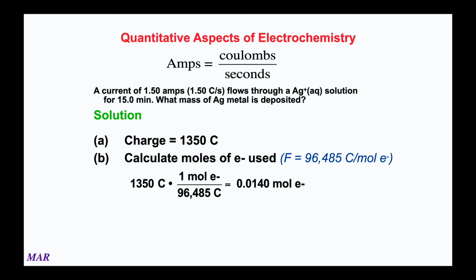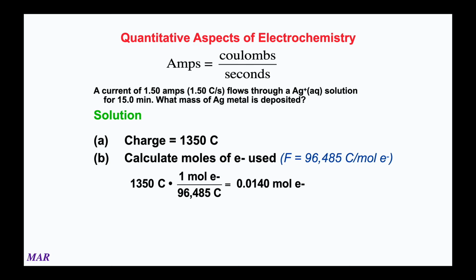96,485 coulombs per mole of electrons is the Faraday constant. And we have 1350 coulombs. So if you take 1350 divided by the Faraday, you get 0.0140 moles of electrons. All right? That's where the Faraday constant comes in.